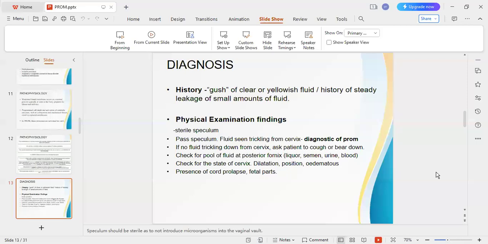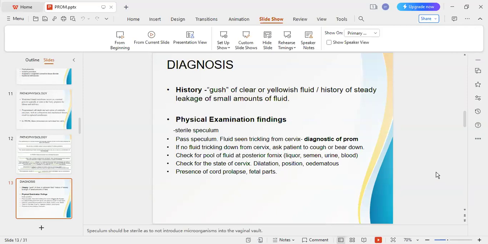So usually this is how they present, but we should take a very good history to know the timing and onset of this leakage, the amount of fluid, like try to estimate the amount of fluid that is being lost, the color, and then if this leakage or this gush of fluid was associated with pain or not, which one occurred before the other, and whether or not there is some form of vaginal bleeding.